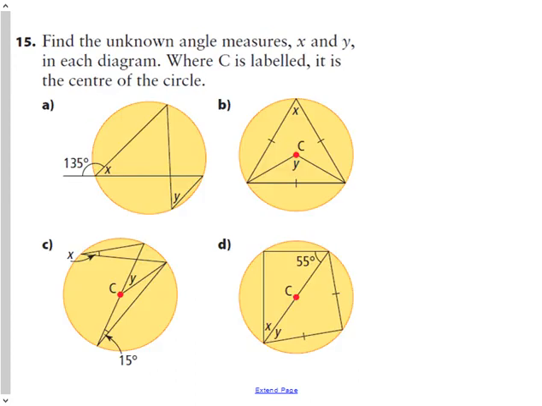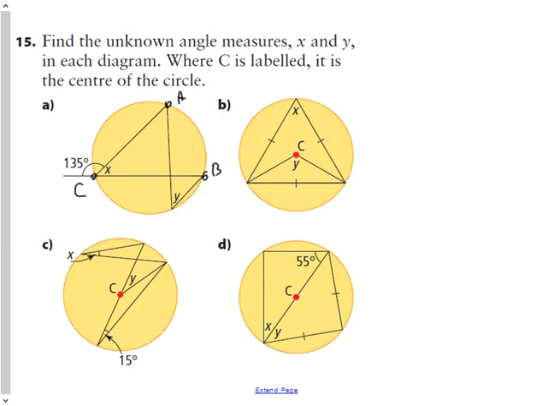Question 15. Find the unknown angle measures x and y in each diagram. Explain your reasoning. Okay. So the first thing is I'm going to just put an imaginary point here and here, and I'm going to call this A, and I'm going to call this B. So A and B are connected to this point over here, which we'll call C. There is no central angle, but A and B are connected to C and make an X angle.